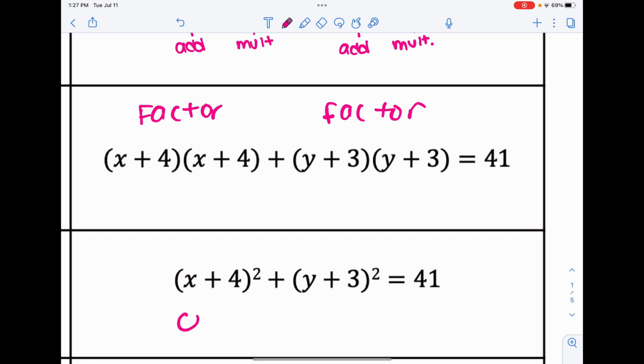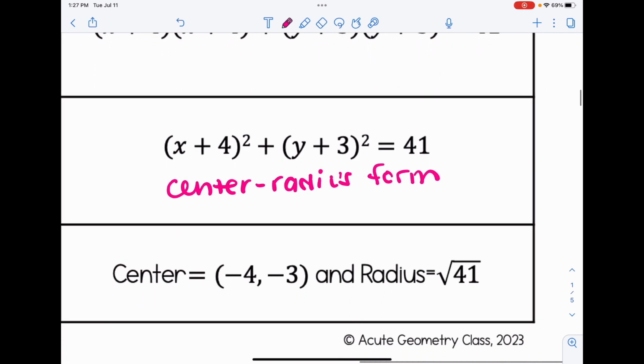And the reason this is beneficial is because once I rewrite it this way, this is what we are calling center radius form. And now I can quickly identify that the center is -4, -3, taking the opposites of what's in the parentheses, and my radius is radical 41. Okay, so that's the long process of rewriting a circle equation from general form to center radius form.